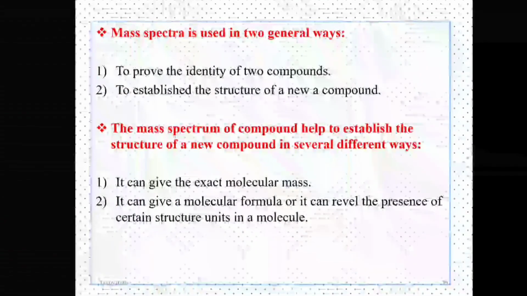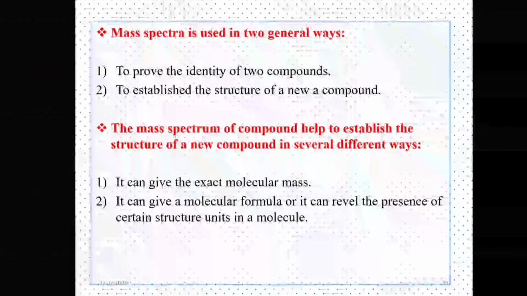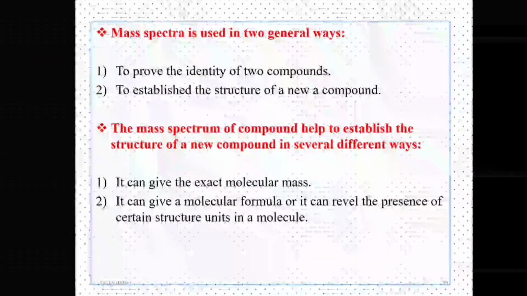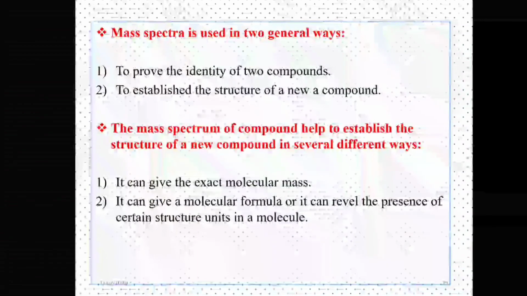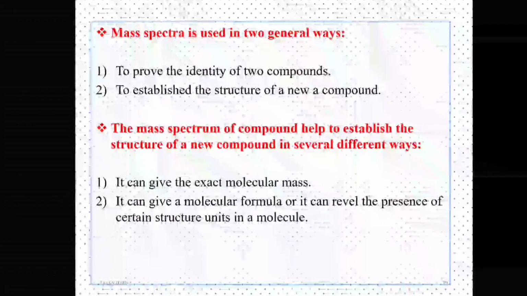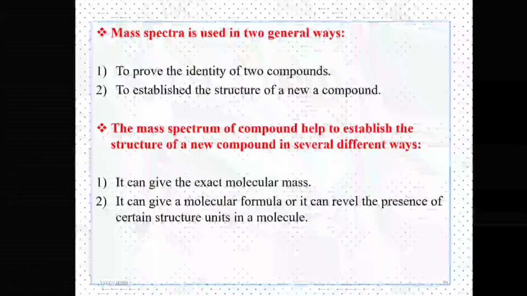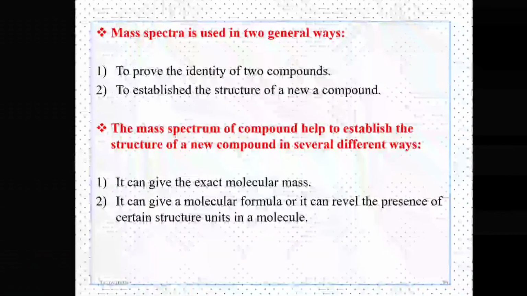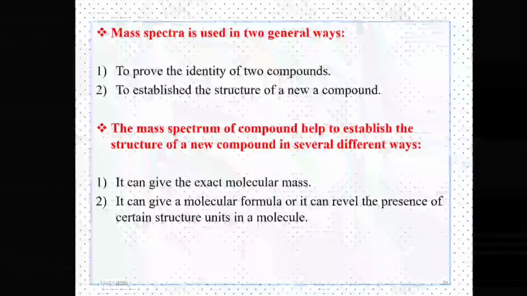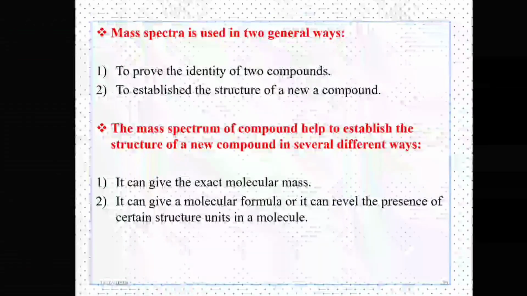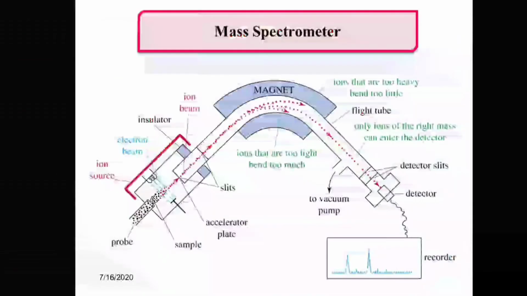Mass spectra are used in 2 general ways: to prove the identity of 2 compounds, and to establish the structure of a new compound. The mass spectrum of a compound helps to establish the structure of a new compound in several different ways. It can give the exact molecular mass, it can give a molecular formula, or it can reveal the presence of certain structural units in a molecule.